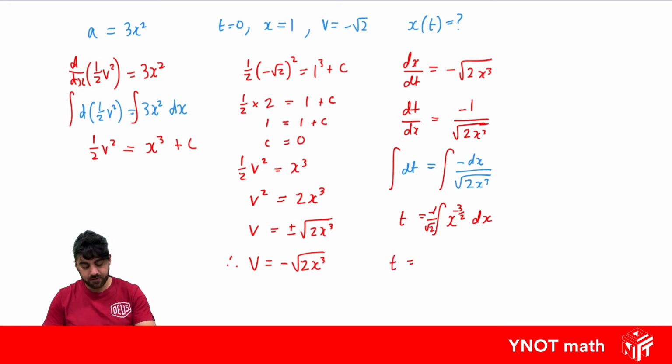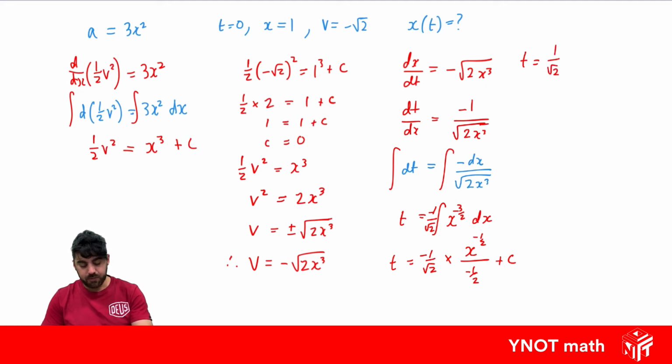So we've got t equals minus 1 on root 2. So we're just going to have to add 1 to the power and divide by the power. So adding 1 to minus 3 on 2 gives us minus a half, all over minus a half, plus our constant. We'll tidy this up. So we get t equals, now we've got a negative times a negative, which is going to give us a positive. So we'll just have 1 on root 2.